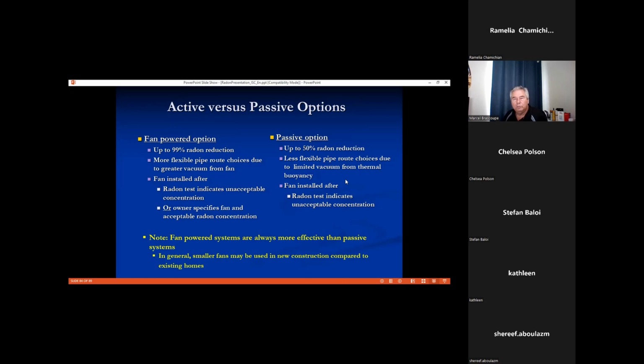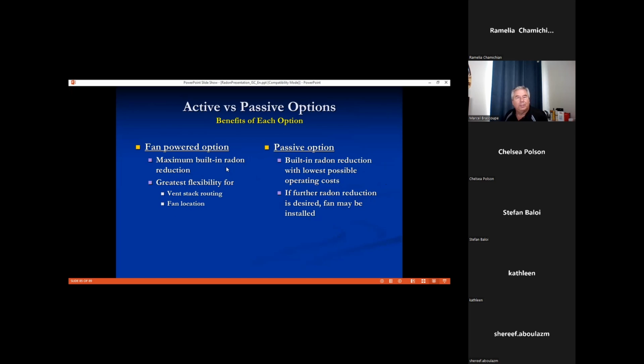Once it's installed though, it's easy to slip in a fan in the attic. We just cut the pipe, and at that point we install a fan. For sure, the fan powered options are always more effective at reducing the radon levels than a passive system. And typically, if we follow all the instructions, we're using the smallest fan that we have on a truck, compared to a home where you may have compacted sand or clay or compacted gravel underneath the concrete floor slab.